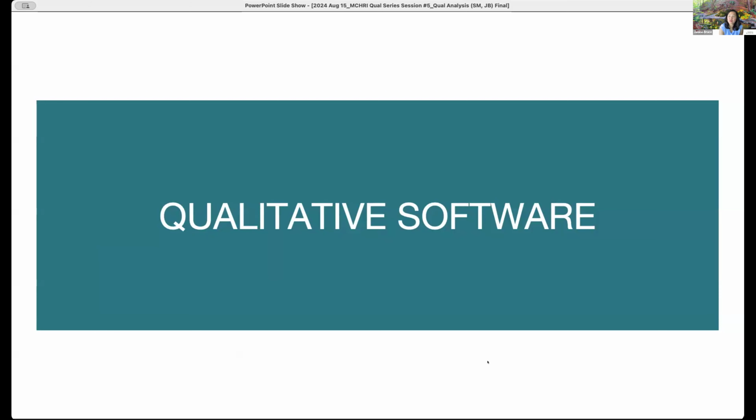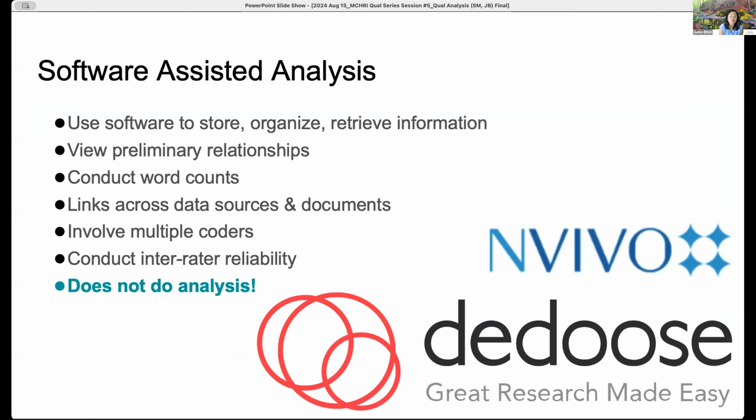I'm going to very, very briefly talk about qualitative software. There are multiple different softwares out there, a handful. And what you should know about software is that it does not do the analysis for you. It really is a way to store, organize, and retrieve information.